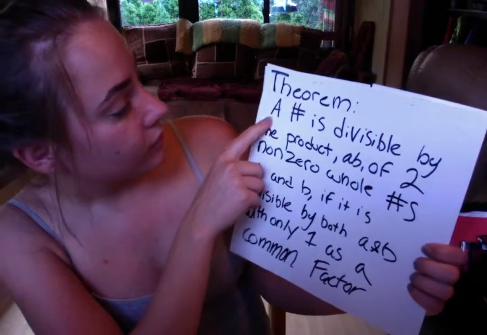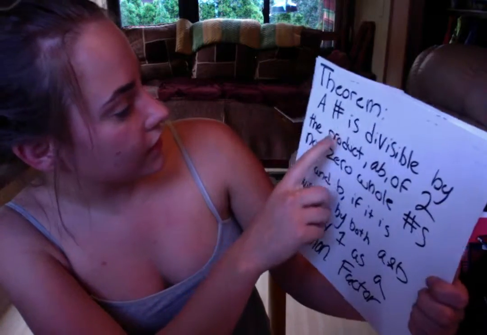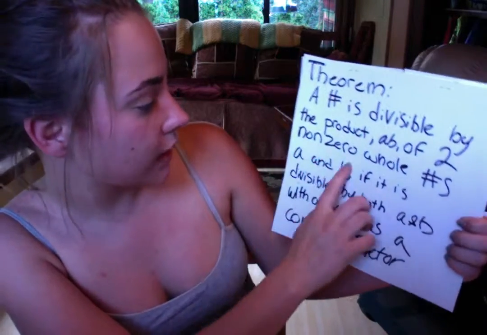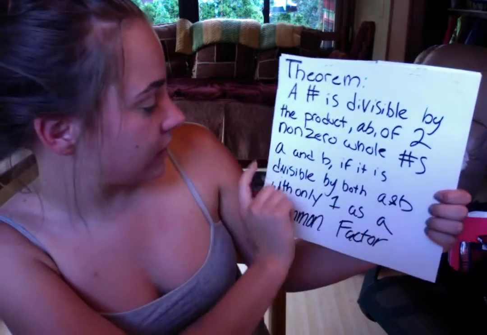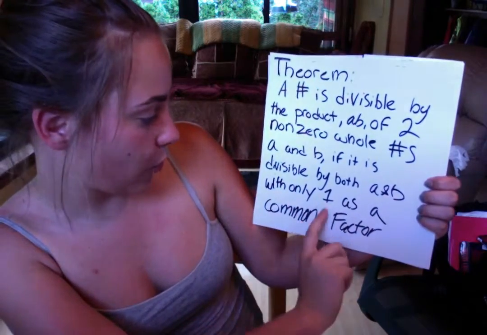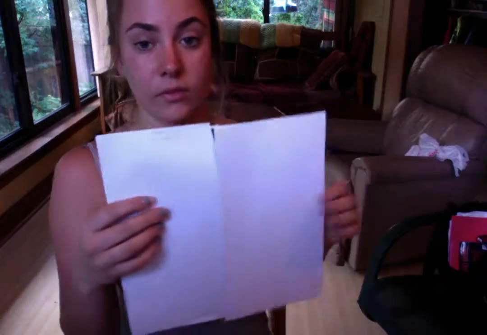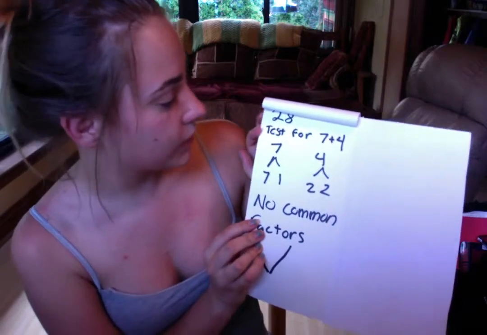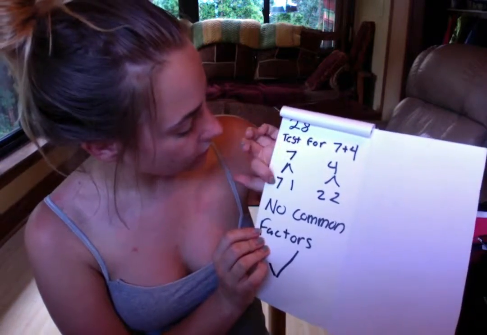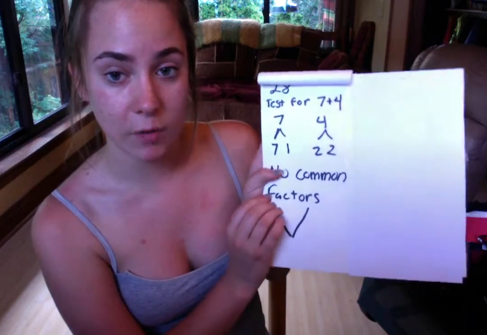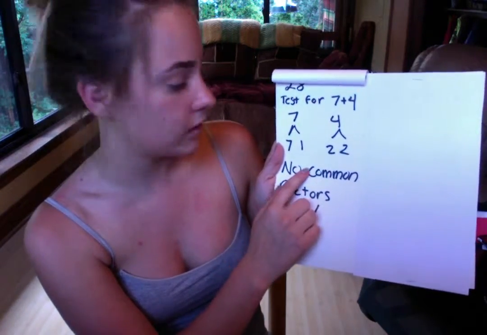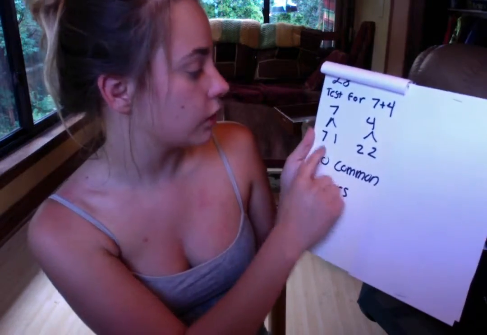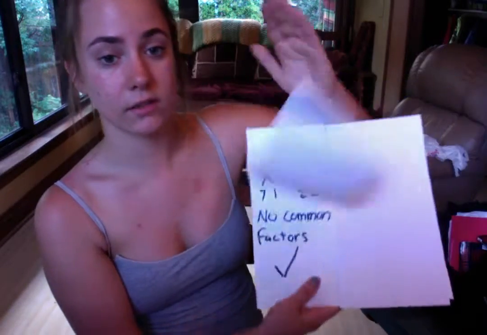Our next theorem. The first is a number is divisible by the product, AB, of two non-zero whole numbers, A and B, if it is divisible by both A and B, with only one as the common factor. We have 2 examples for this one as well. 28. We're testing for 7 and 4. 7 is a prime number. It can't be broken down any more than 1 and 7. 4 is a composite number, so we break it down to 2 and 2. Here you see there are no common factors, so this works.